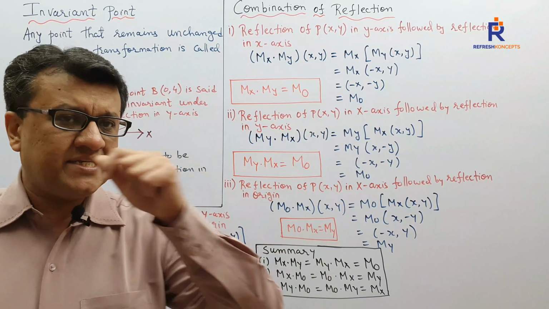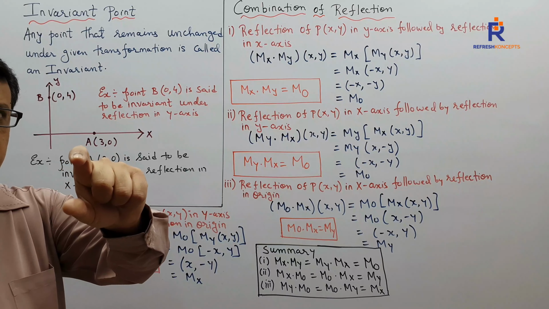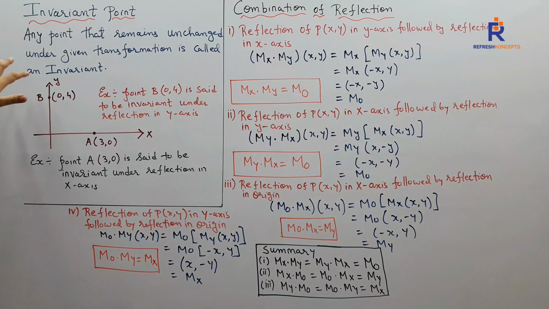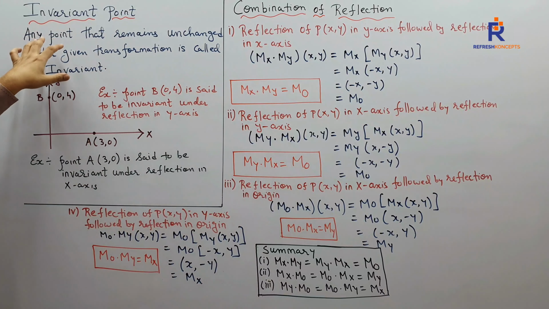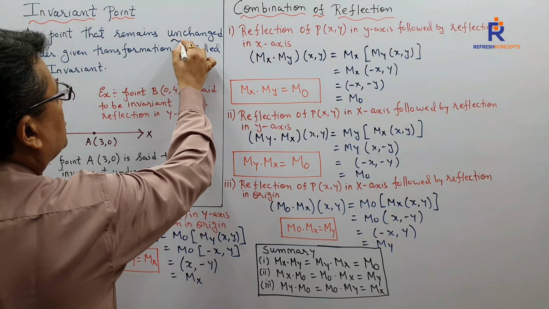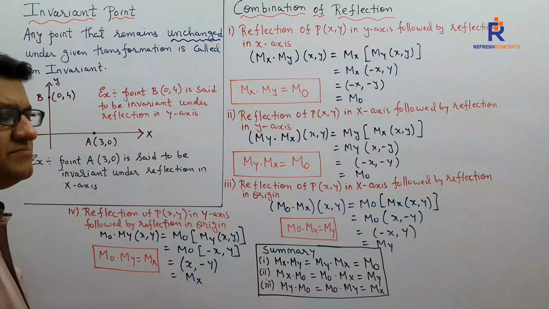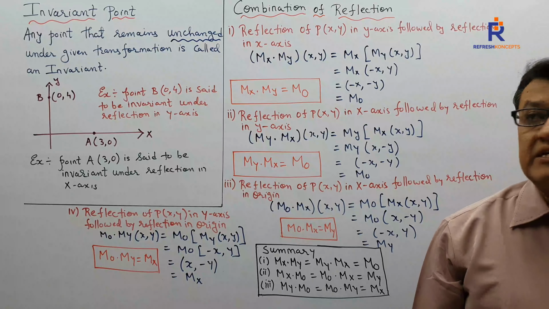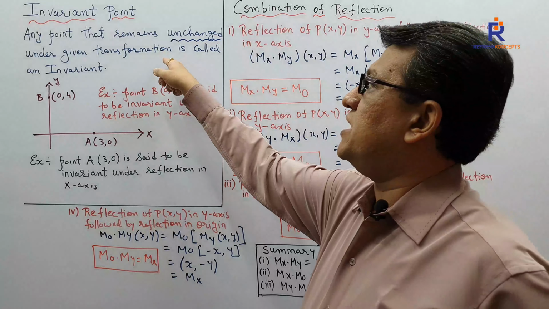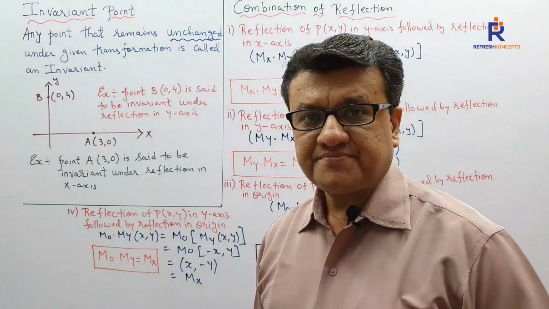Invariant point, right? As the name suggests, invariant, which is not going to vary. So what's the definition? Any point that remains unchanged, you can also say unaltered, under given transformation is called invariant.